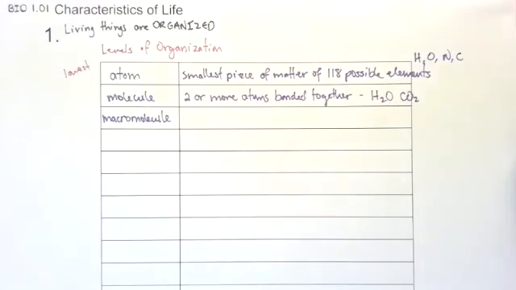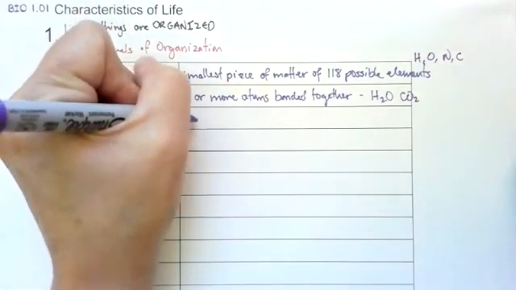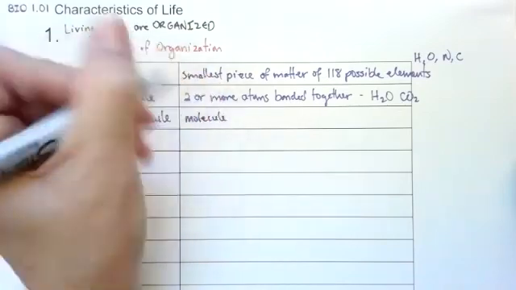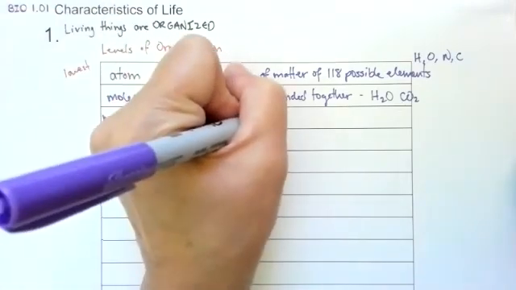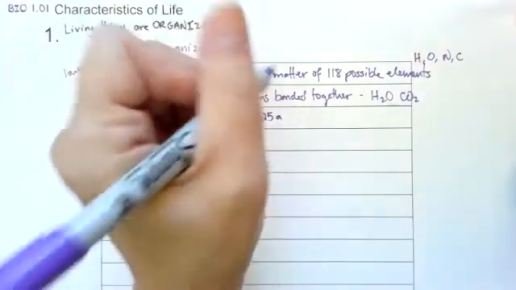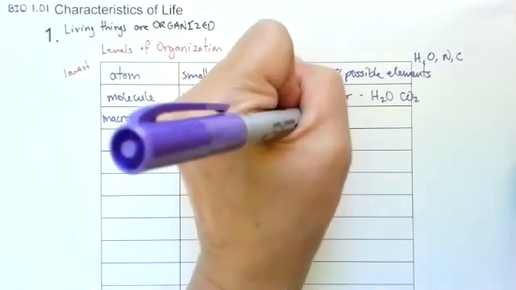A macromolecule, for our purposes in biology, is a large carbon-based molecule that's like 25 atoms or greater. So it's a molecule with more than around, and this is approximate, greater than 25 atoms. And it's going to be carbon-based.